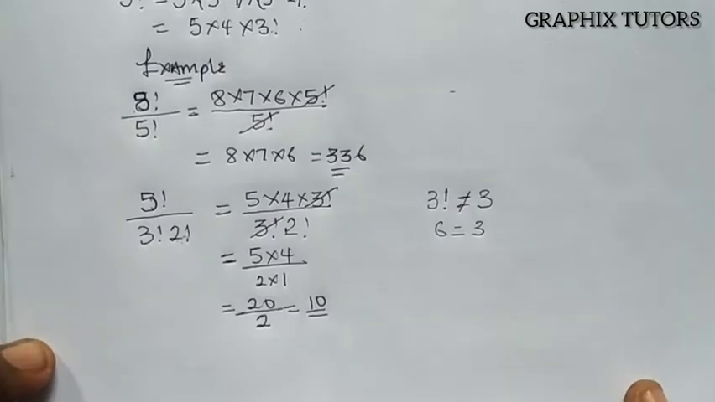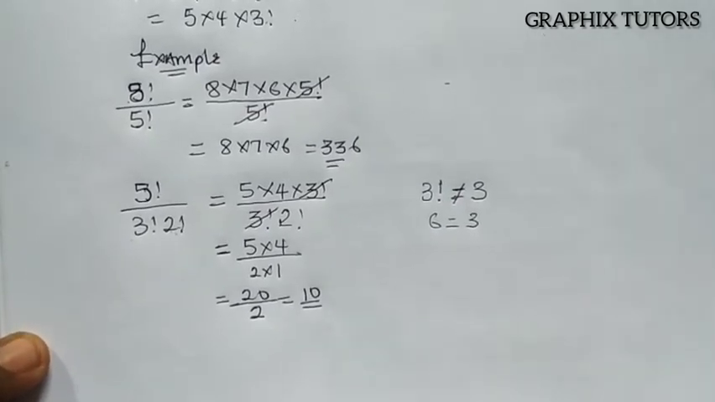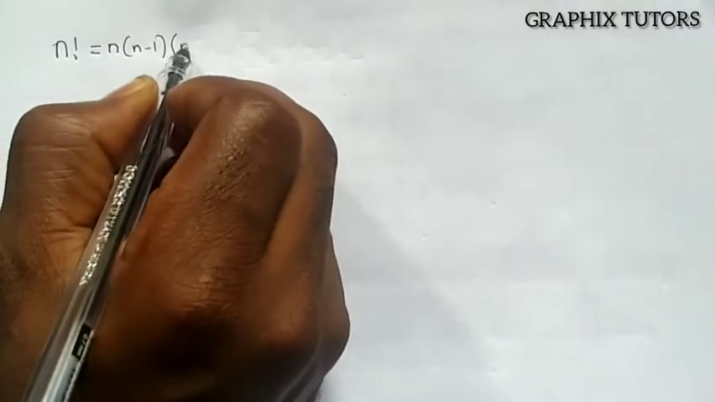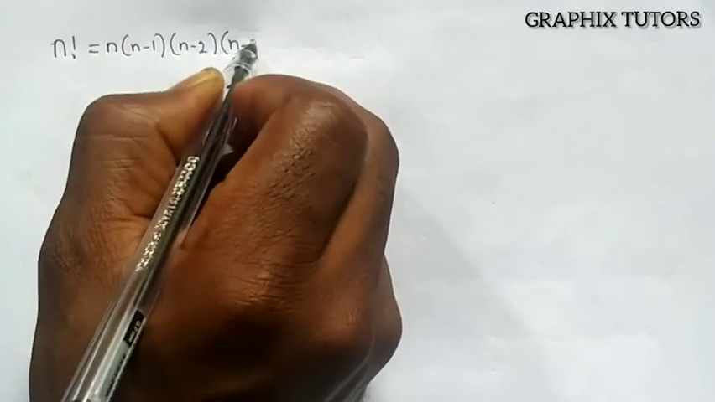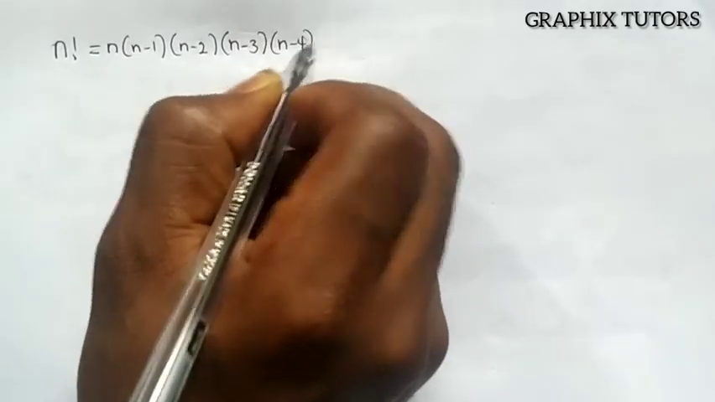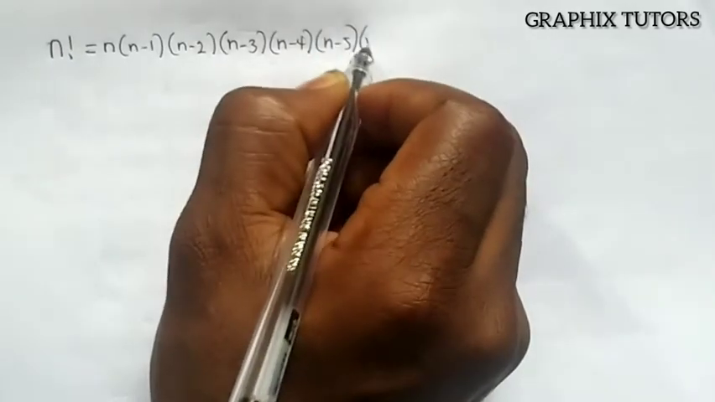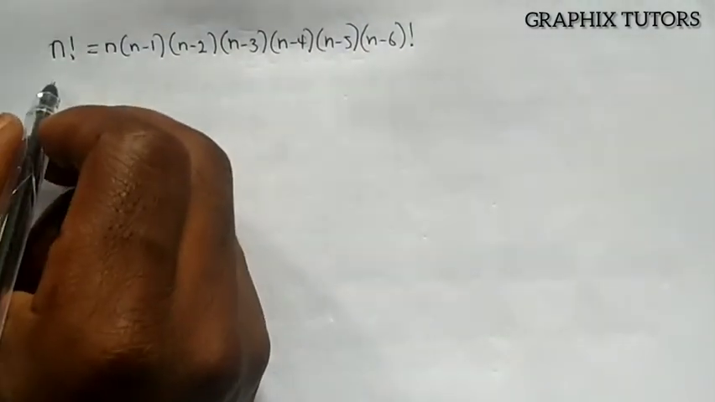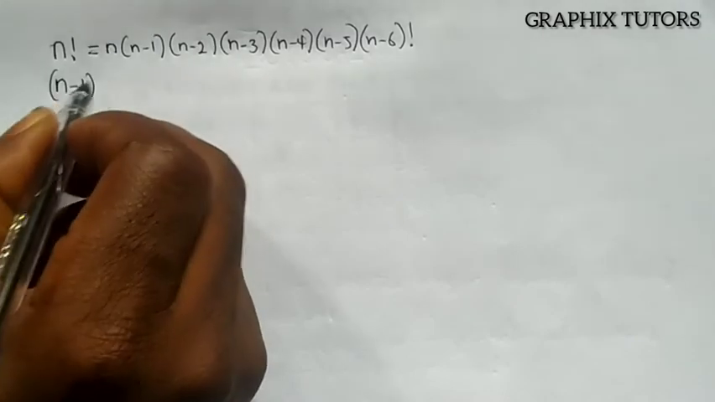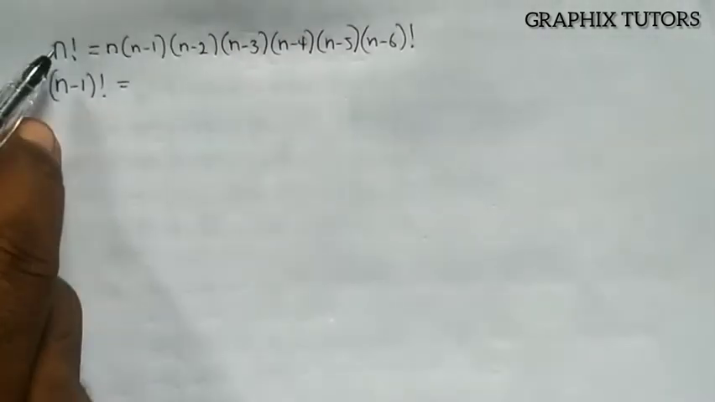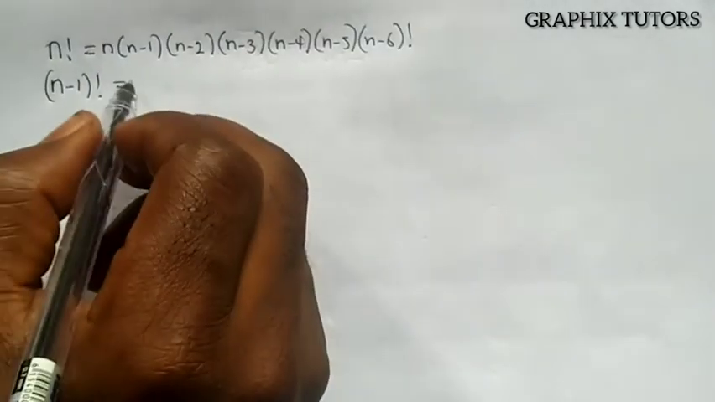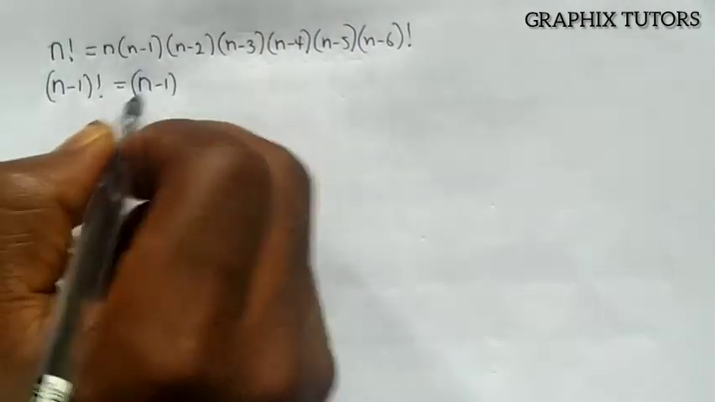Now let's go to the next category here. We know very well that my n factorial is n, bracket n minus 1, n minus 2, n minus 3, n minus 4, n minus 5, n minus 6, till infinity. Anyway, I stop at factorial. What about n minus 1 factorial? At the first place I started with n. Now here too I'm going to start with n minus 1.